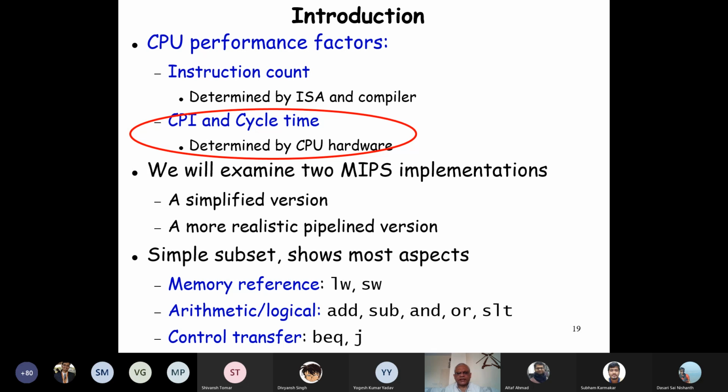Now let's look at the different types of instructions that we discussed in the instruction set architecture. We discussed load word and store word for memory reference. We discussed various arithmetic and logical operations like add, subtract, and, or, set if less than, and the control transfer instructions like branch equal and jump. For all these categories of instructions, we'll see what will be their hardware implementation.